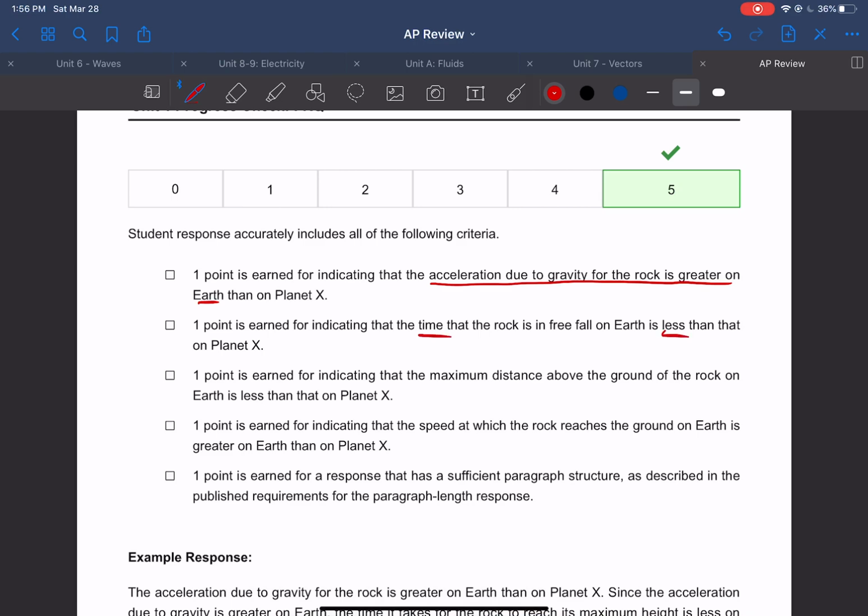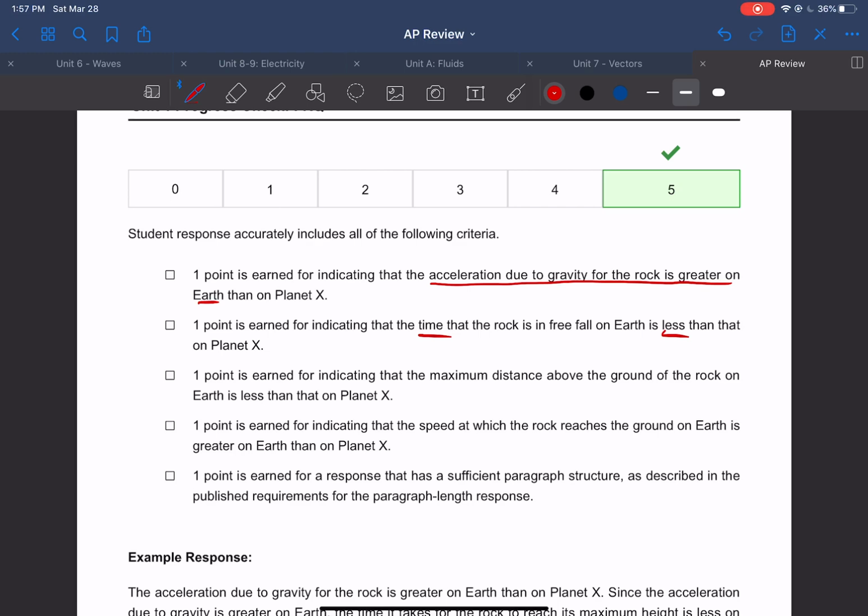That's worth a point. And then you can also say that the maximum distance above the ground will be less. Again, this is due to the higher gravity. If you throw something up into the air, the stronger the gravity is, the less height it's going to gain before it starts to come back down. And then, since it's accelerating through the same distance, but at a greater rate, when it lands, it's going to have greater speed than it did on planet X.